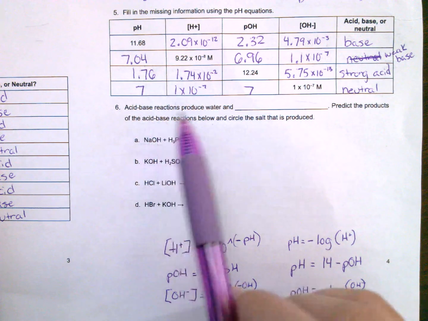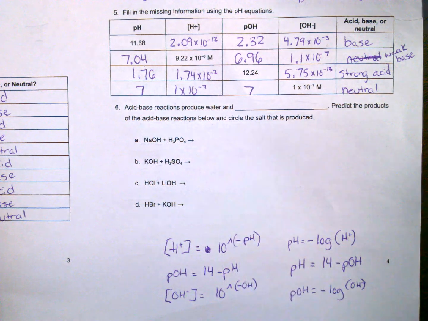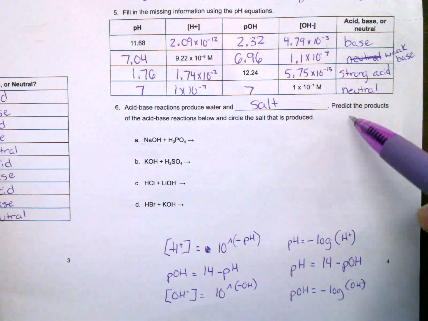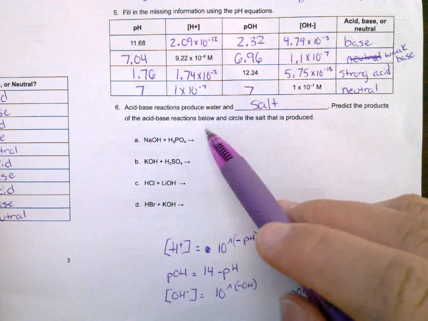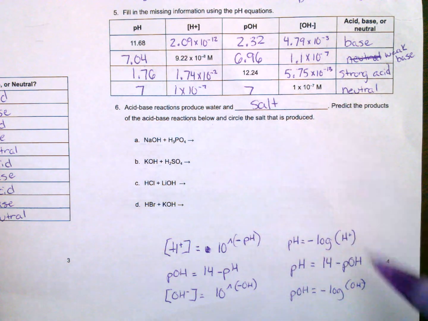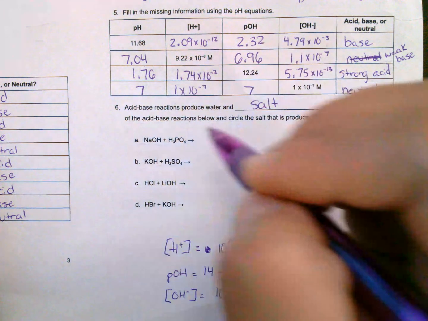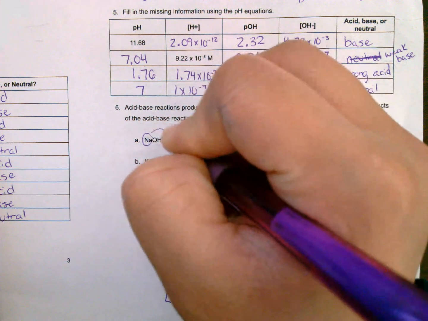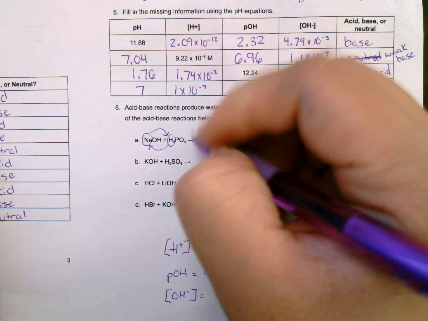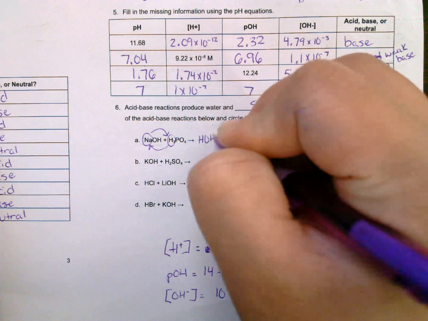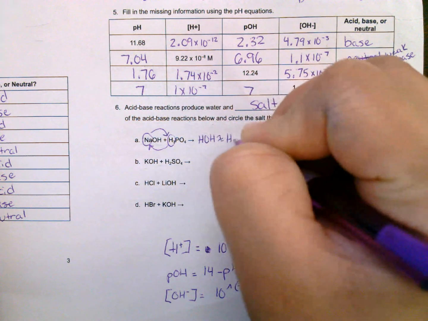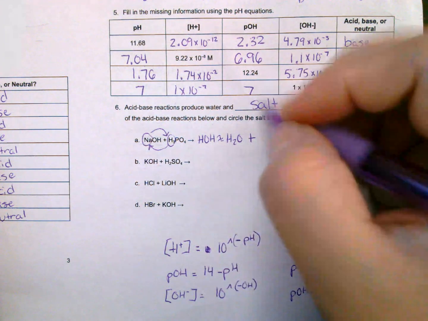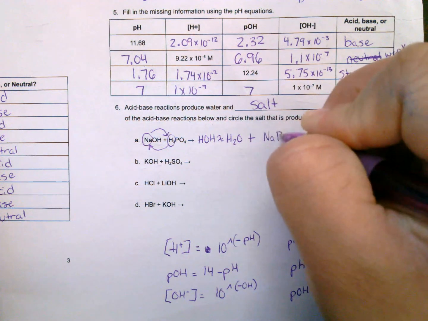All right, number 6. Acid-base reactions produce water and salt. They're always going to produce a salt. Next, predict the products of the acid-base reactions below and circle the salt that's produced. So we're going to switch the front ions. Na will switch with H. So that'll be HOH, which is the same thing as H2O, don't forget. Plus, now Na will be with PO4.